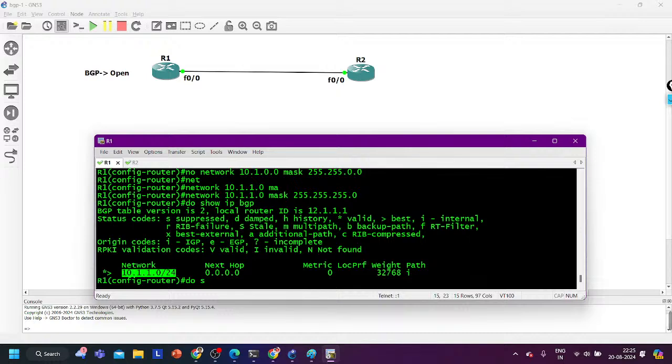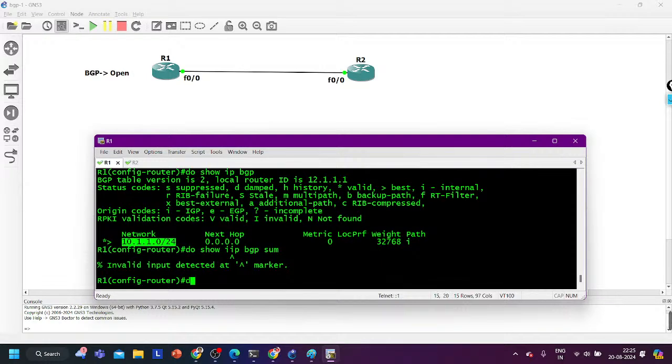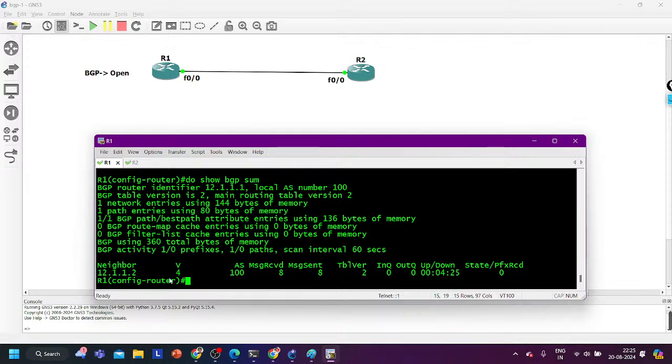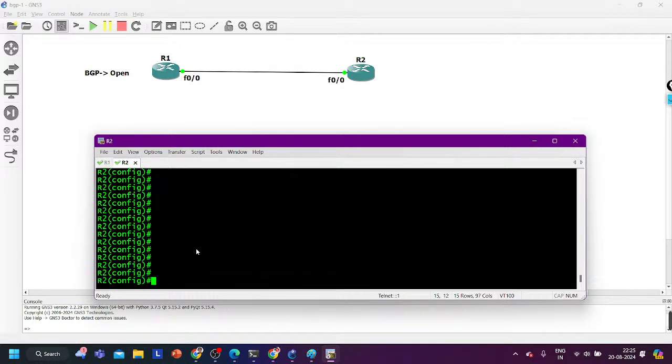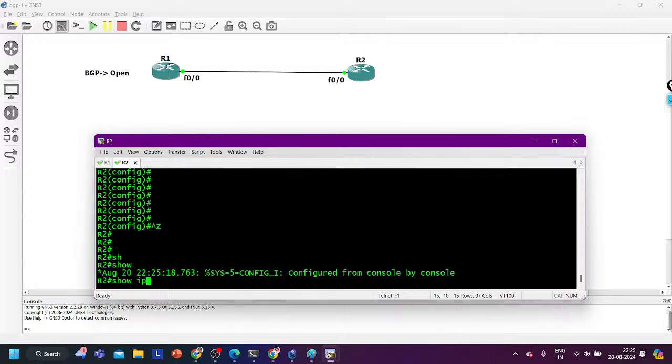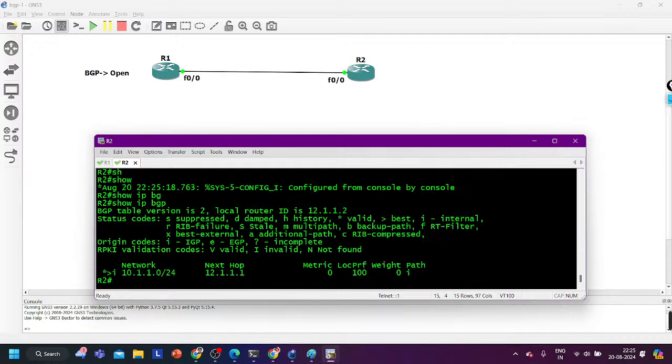Do show ip bgp summary. Who is the neighbor? 12.1.1.2. So it is going to advertise this network to its neighbor. Now on router number 2, show ip bgp. Yes, you can see router 2 has also installed this network in its BGP table.